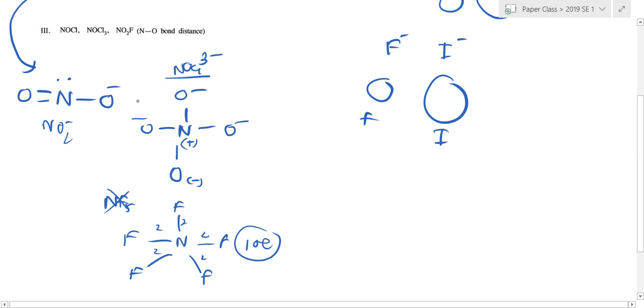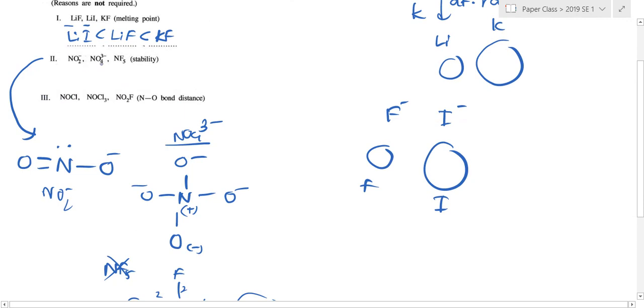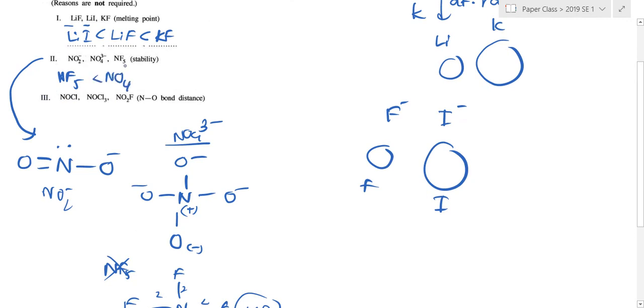Therefore NF5 is the least stable one. It is the least stable because it overcomes the octet. Therefore this one is not like that. This one is octet okay, but its charge separation is somewhat high. This is somewhat stable compared to these three.